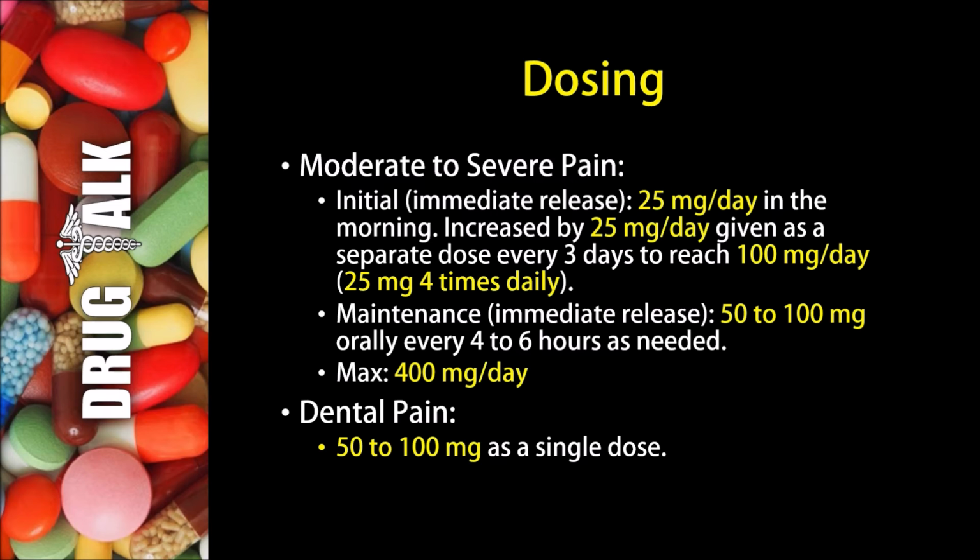Now for some examples of dosing with Tramadol. So if a patient was using this medication to treat moderate to severe pain, the initial dose for the immediate release formulation would typically be 25 milligrams per day in the morning. They could then increase the dose by 25 milligrams a day, given as a separate dose every 3 days to reach 100 milligrams per day, which would be given as 25 milligrams 4 times daily.